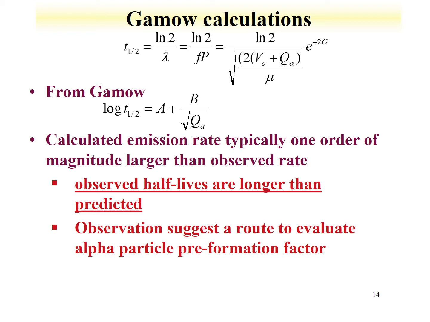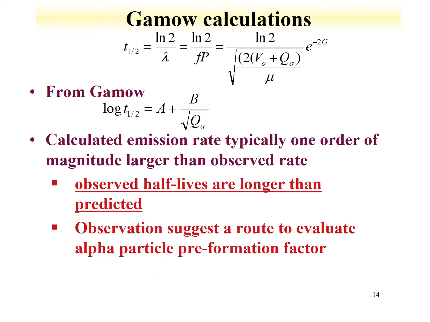Now, one thing about these equations is that the calculated emission rates are typically larger than the observed rates. And what this means is that the observed half-lives are longer than predicted. Now, this difference can be used to evaluate a preformation factor. If we think about it, this model can describe the decay of an alpha particle if the alpha particle always exists in the nucleus. The fact that the observed half-lives are longer than predicted gives us a factor that can say, well, what's the actual probability of having this preformed alpha in the nucleus?